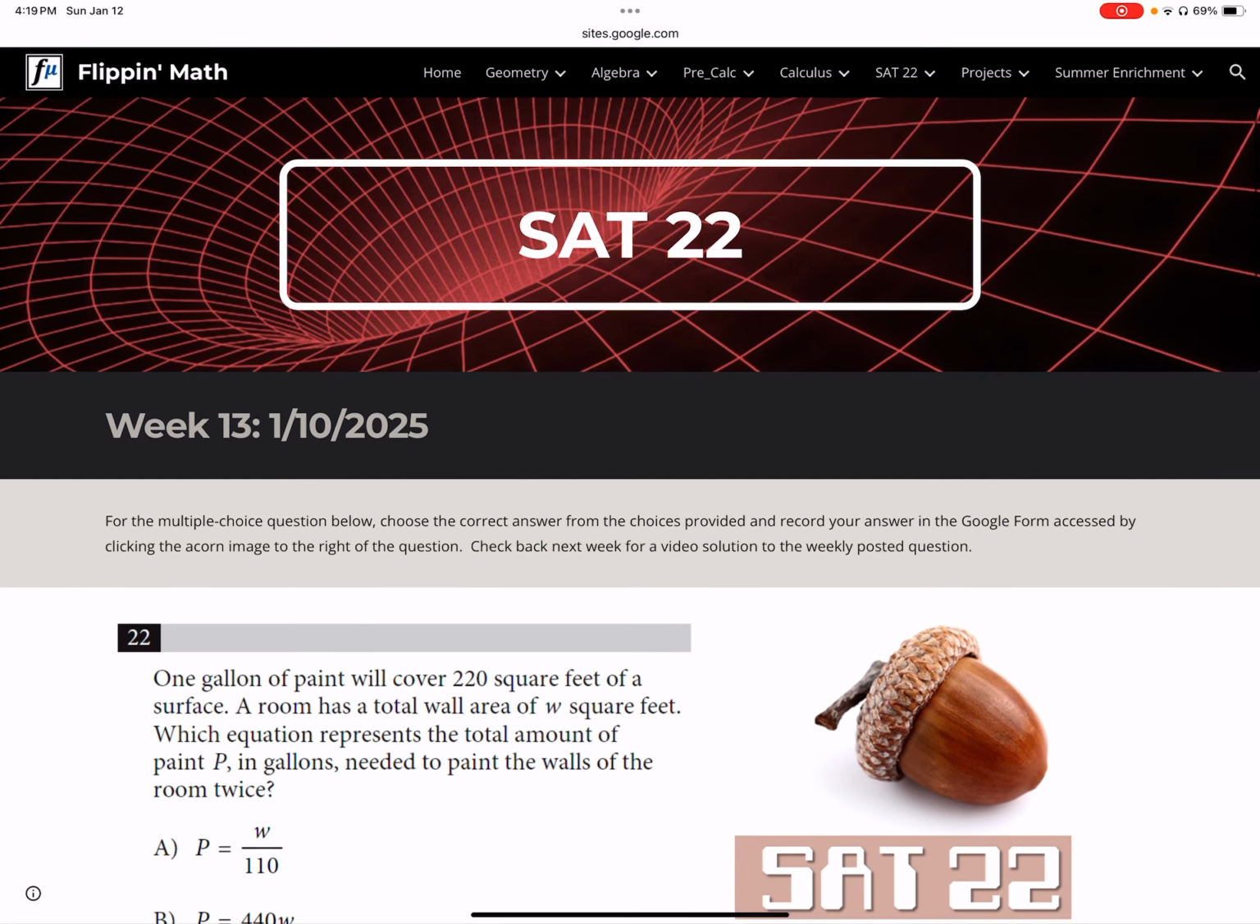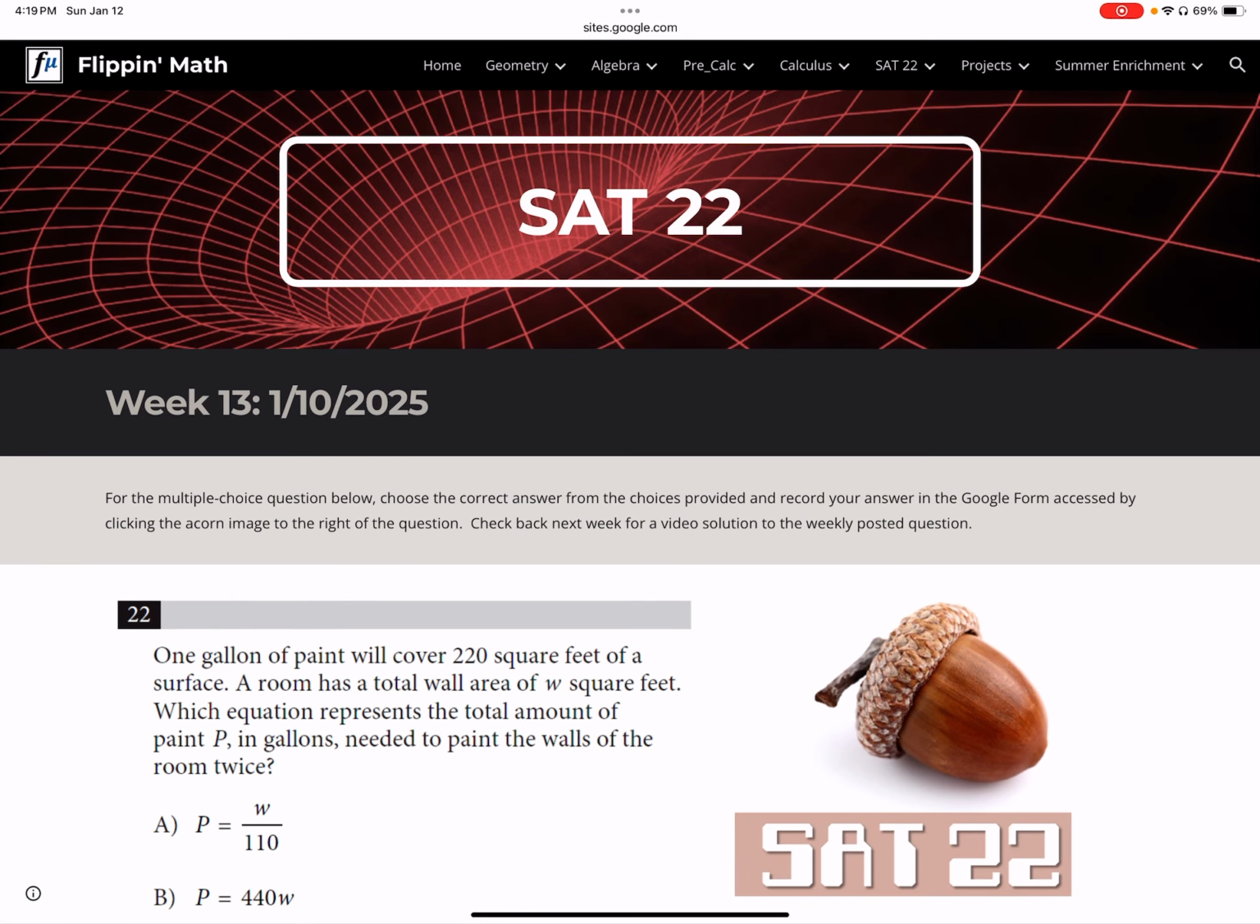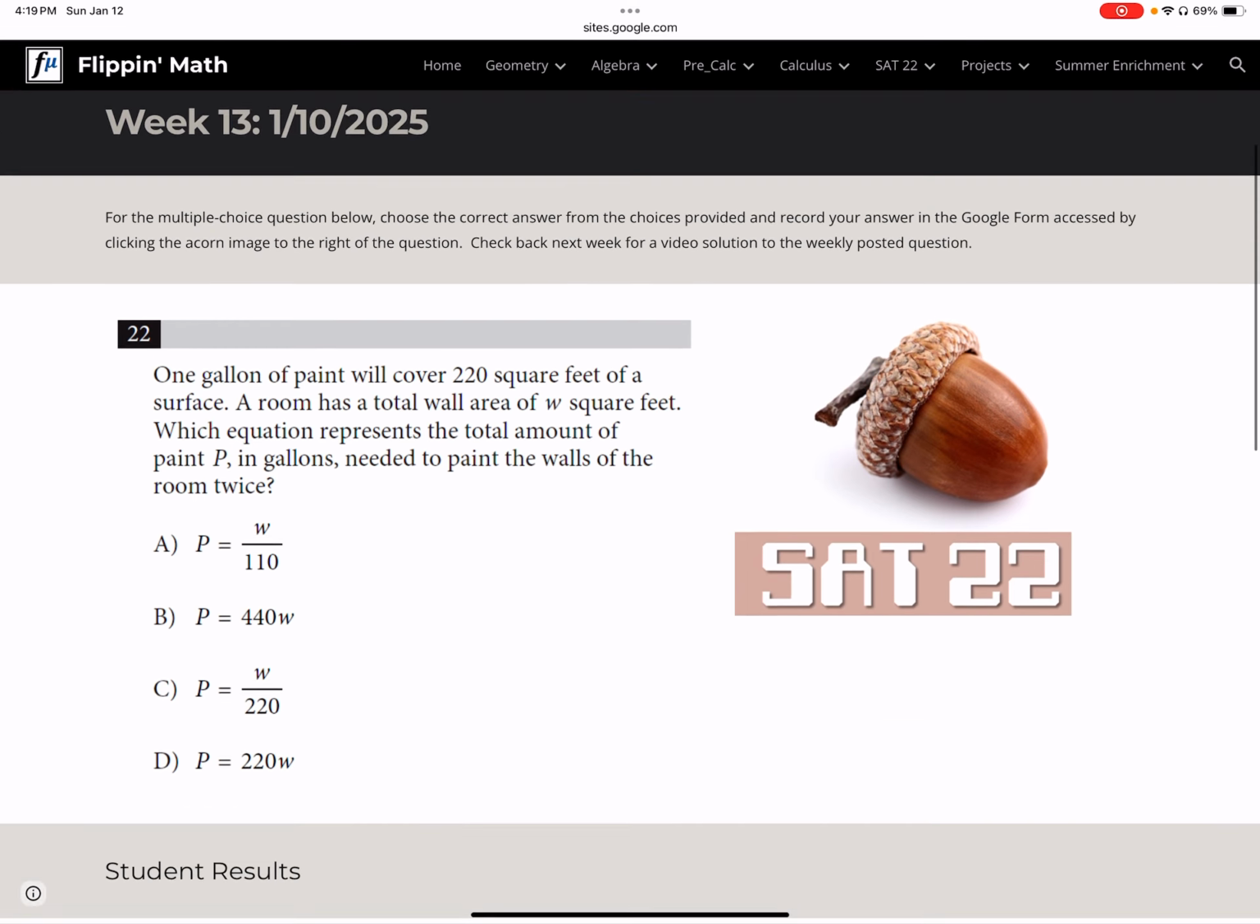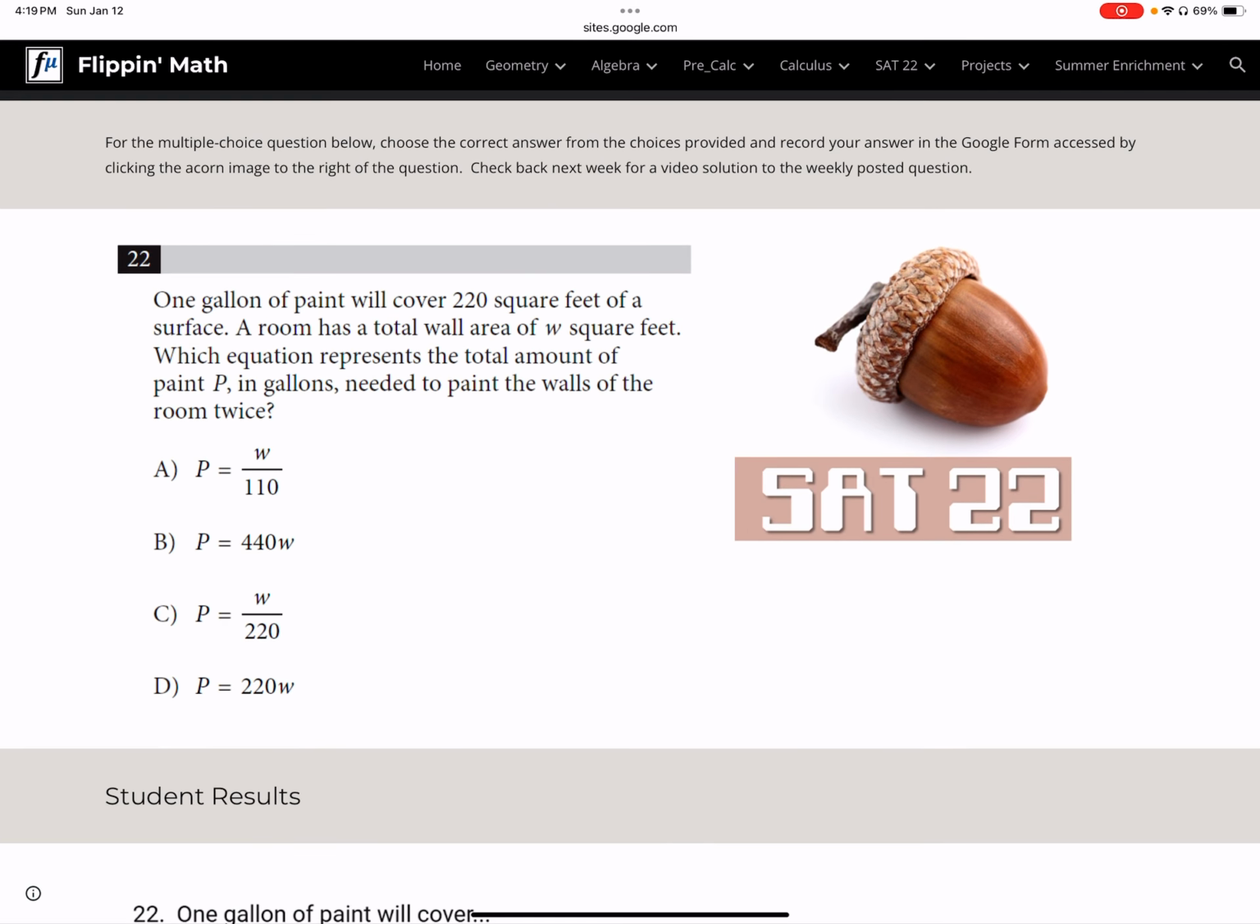All right, here we are, SAT 22. Week 13 is first one, 2025. It is a regular multiple choice question. Let's take a look. 1 gallon of paint will cover 220 square feet of surface. A room has a total wall area of W square feet. Which equation represents the total amount of paint P in gallons needed to paint the walls of the room twice?